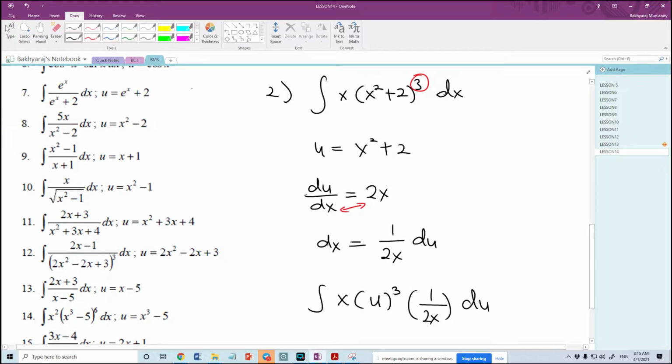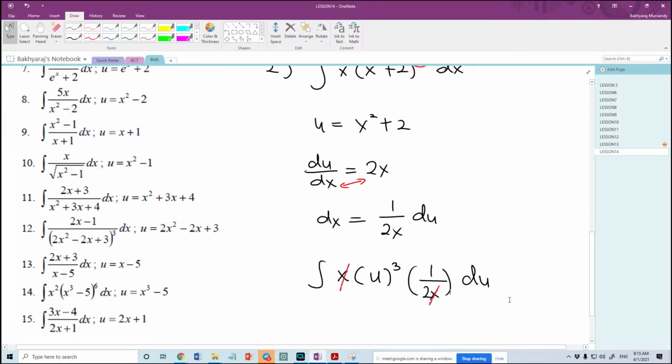Okay, now I need to cancel the x. Sebab kita tak boleh ada x. You cannot have any x terms. You need to simplify all the x. Either you change to u or you need to simplify. So here you can simplify actually. Ini boleh potong sebab ini bahagi kan. Okay, kita just potong. So here when you cancel, you get what?